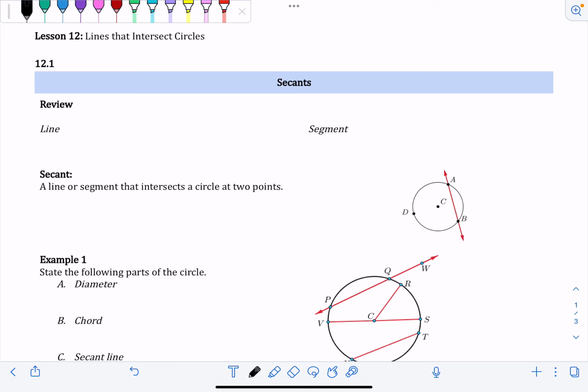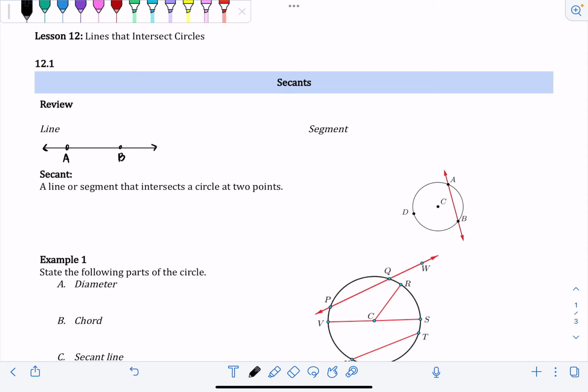S2L12 is called lines that intersect circles, and in 12.1 we're going to learn about something called secants. Before we get into that, I want to review the way that we write lines or segments in math. A line is something that continues forever. So let's say I have a line, I would show it with arrows going in both directions, and let's say there are 2 points on that line, A and B.